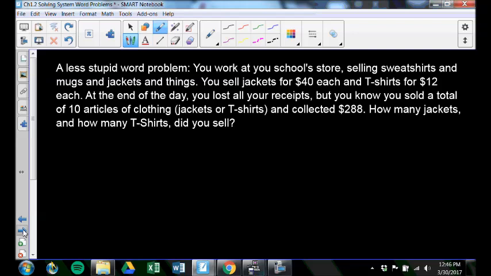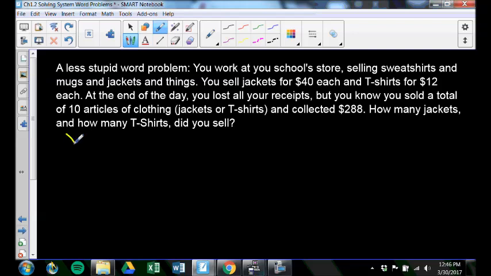This is a less stupid word problem because this can actually happen, and this can come up, and processes like this you might actually have to follow at some point. Part of why I think it's kind of silly is because it's so contrived. It's going to work out to a really nice, pretty answer, and that won't always happen. I guess in this type of situation it would. But we're going to go for it.